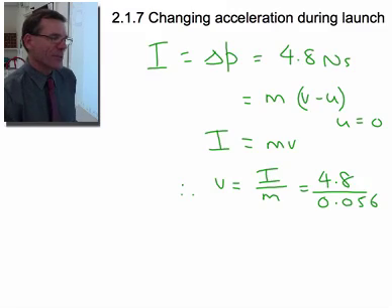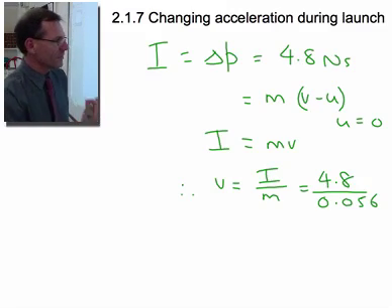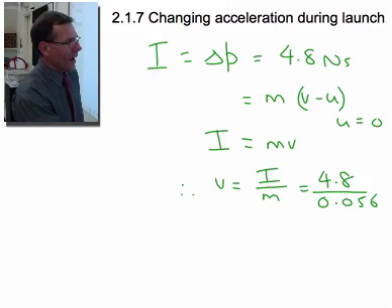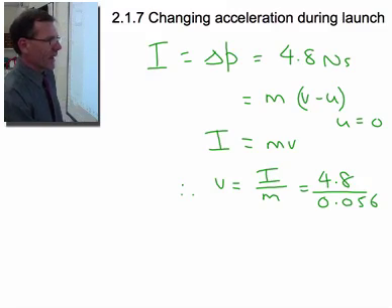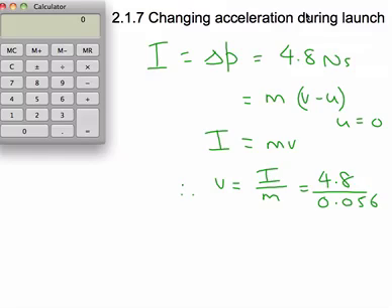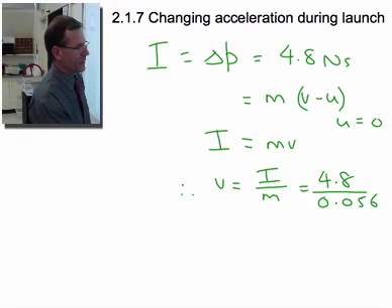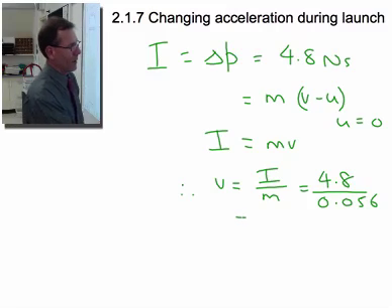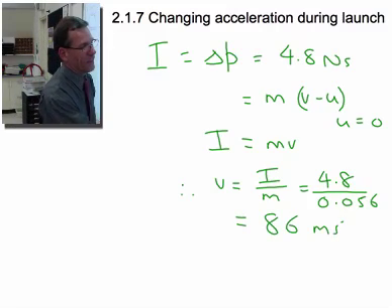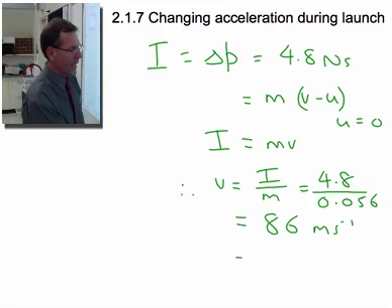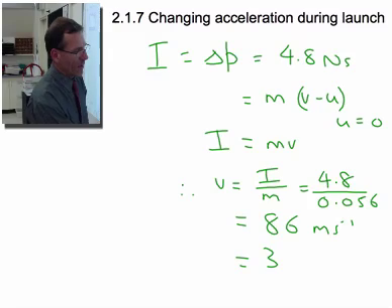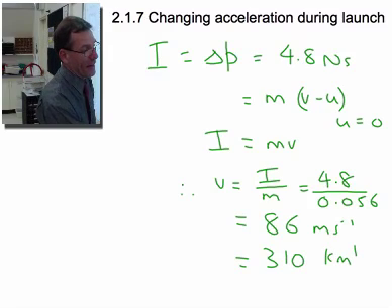Of course the mass went down as the rocket fuel was burnt and pushed out through the exhaust as exhaust gases, but on average it's something like around about that. Well, let's just grab our calculator there and work that out. So 4.8 newton seconds divided by 0.056 gives us a speed of around about 86 meters per second. And if we want to know what that is in kilometers an hour, we can multiply it by 3.6, but it's around about 310 kilometers an hour.